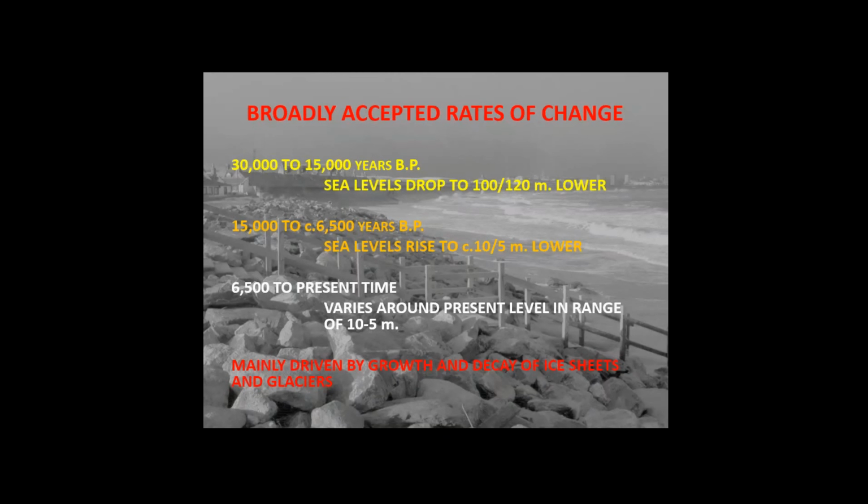So, broadly accepted rates of change: 30,000 to 50,000 years ago, sea levels drop 120 meters, 150. At 15, sea levels rise to about 10 to 5 meters. The slide I showed you of Pabay in the Outer Hebrides and Becula were in that 6,000 year line, and they were about anything from 2 to 8 meters below sea level. From 6,500, it varies around the present level and range. And it's mainly driven by the growth and decay of the ice sheets and glaciers. That's what it's all about.